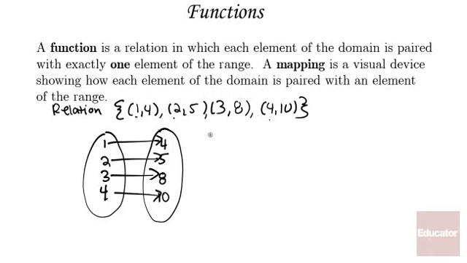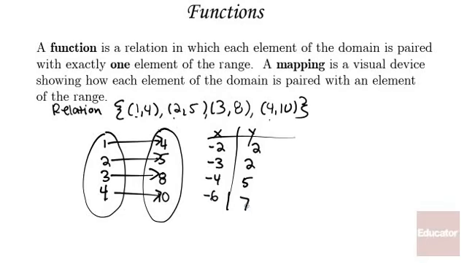Let's look at a different situation using a table form. So let's look at a second relation. In this one, I'm going to have -2, 2, -3, 2, -4, 5, and -6, 7. Now I'm going to go ahead and map this.